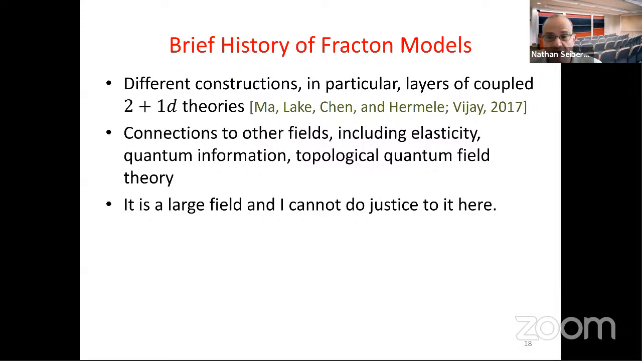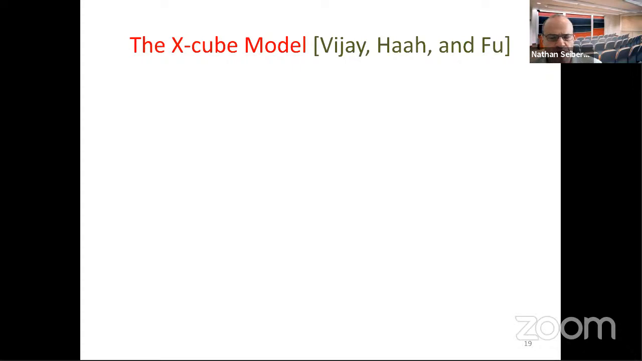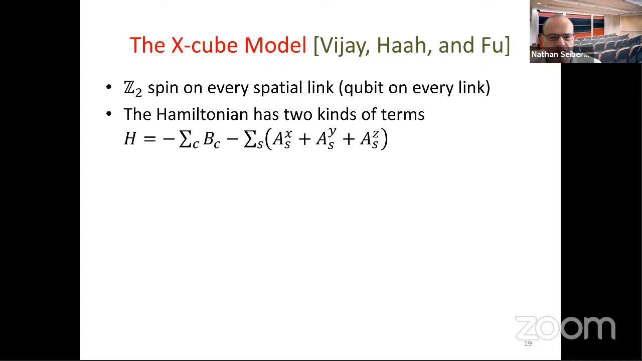So let me discuss it in a little bit more detail and focus only on two examples. Actually, three examples. The first of them is the X-cube model. This is one of the papers, these three authors that I mentioned earlier. They consider a three-dimensional lattice, this is space, and they put a spin up or spin down, it's called a Z2 spin or a qubit, on every link of the lattice. And the Hamiltonian here is very specific and very concrete.